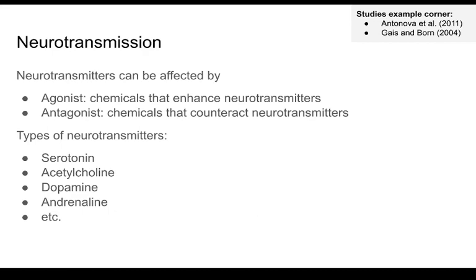In neurotransmission, there's a lot of neurotransmitters, right? There's serotonin, acetylcholine, dopamine, adrenaline, and there's a lot of different studies that show its effect. So I only have 2 example studies here, and I'm pretty sure you guys have more that's recommended by your teacher, and I'm pretty sure that's fine. Okay, so do you guys have any questions?